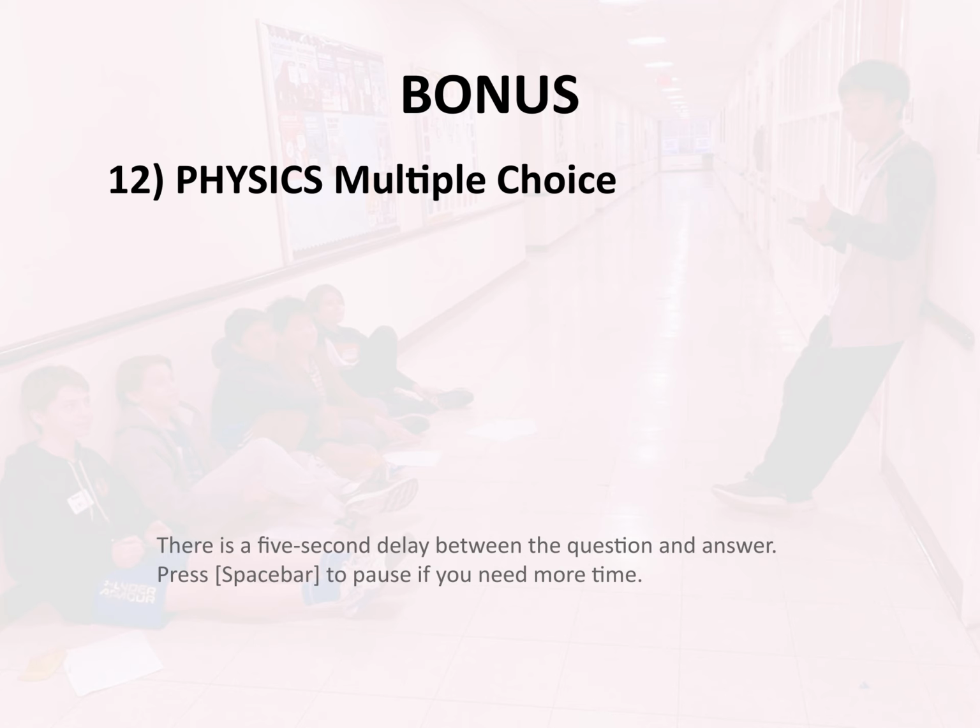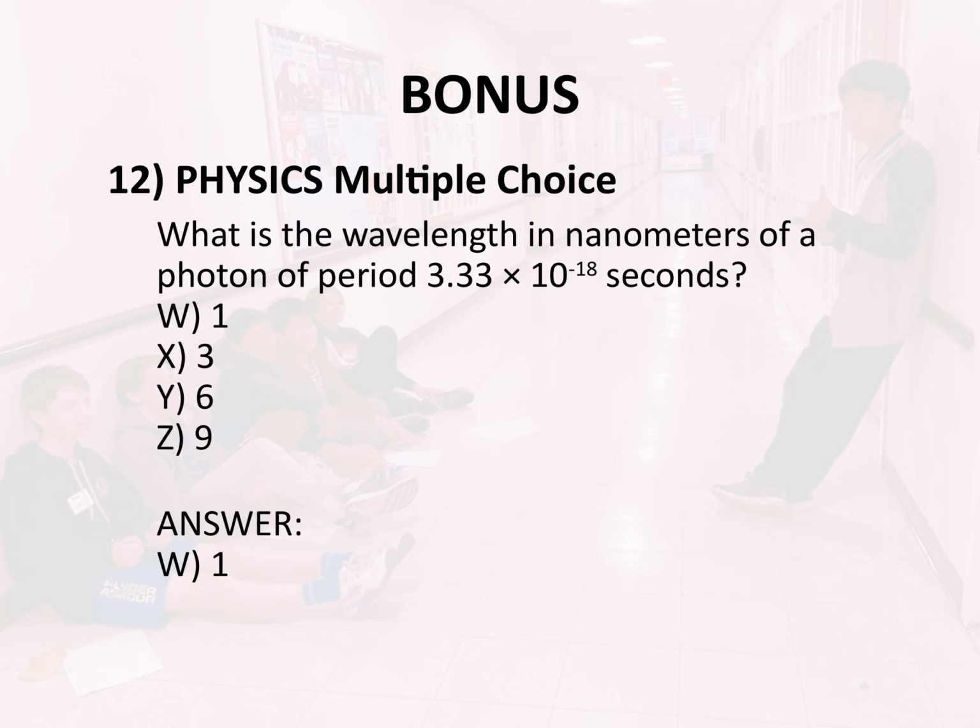Bonus 12. Physics. Multiple choice. What is the wavelength in nanometers of a photon of period 3.33 times 10 to the power of negative 18 seconds? W, 1. X, 10^3. Y, 6. Z, 9. Answer: W, 1.